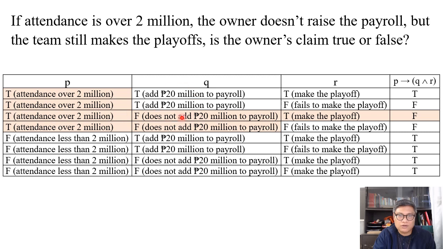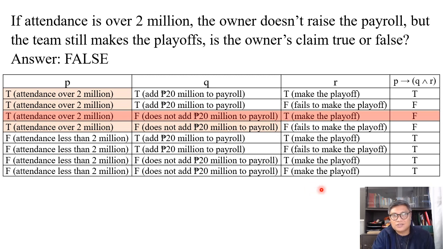So we have here the four possible statements. But when you move to the second statement, it says that it does not raise the payroll, so you have to concentrate on this one. You can drop the first two, and we have the remaining two. Raises now means does not add 20 million. However, the third is makes the playoffs. You can now see clearly that this is a false statement. Therefore, this claim by the owner is false.